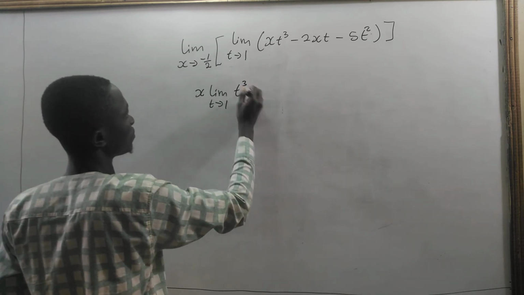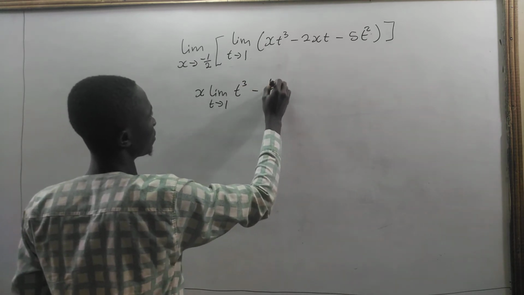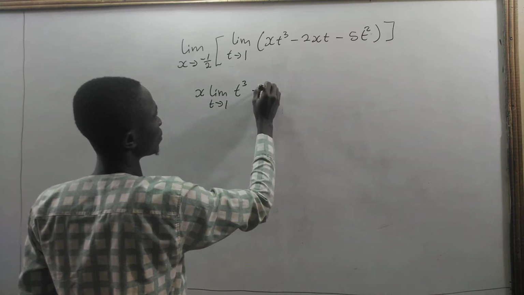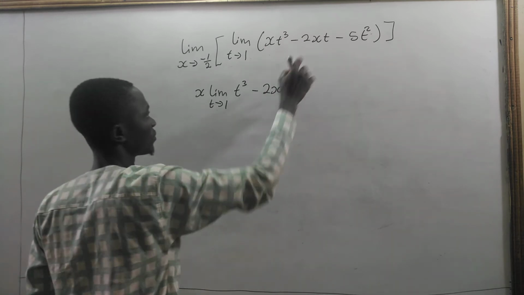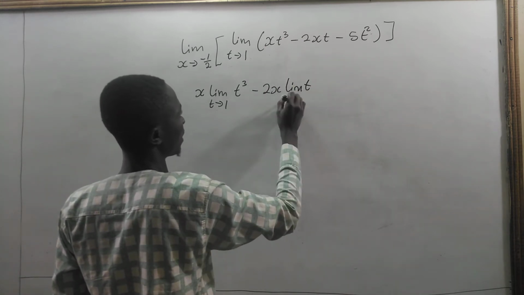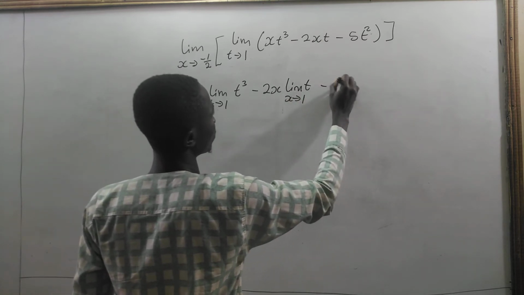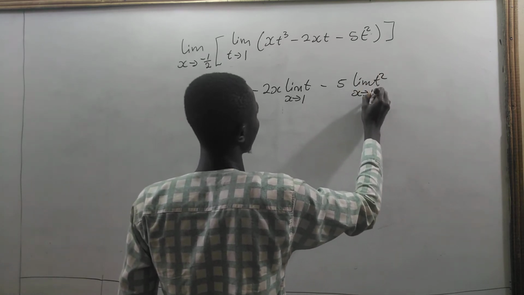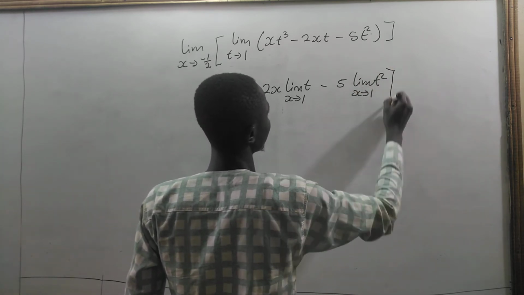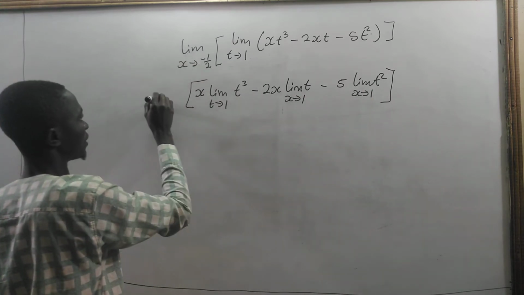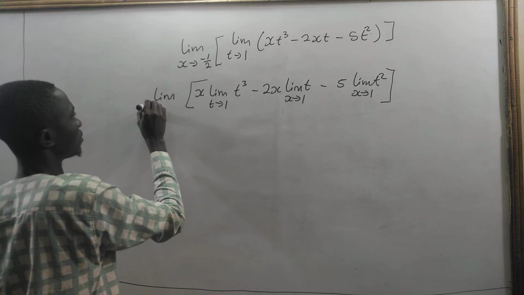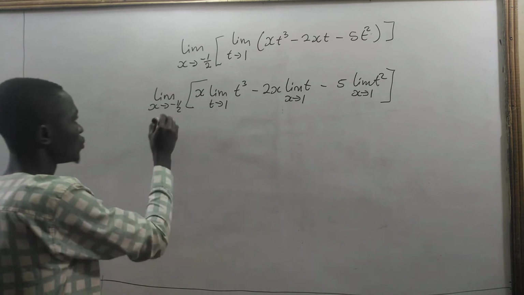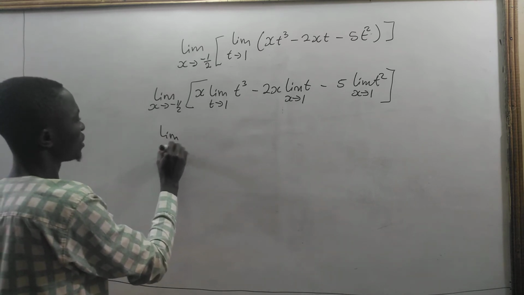We take t cubed minus the limit of, so here minus, bring 2x out. Then we take the limit of t as t approaches 1, minus 5 times the limit of t squared as t approaches 1. Then bring the limit as x approaches negative half. So we take the limit as x approaches negative half.